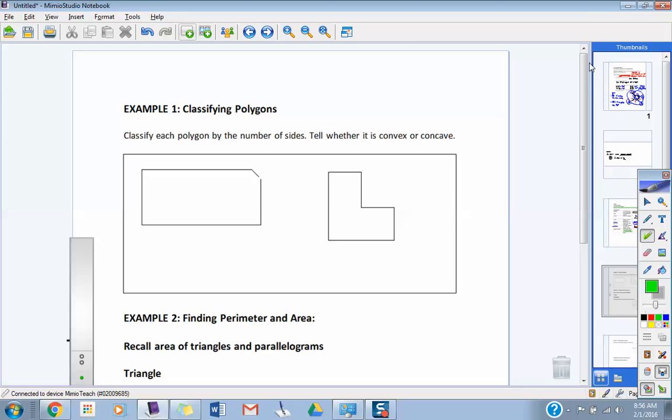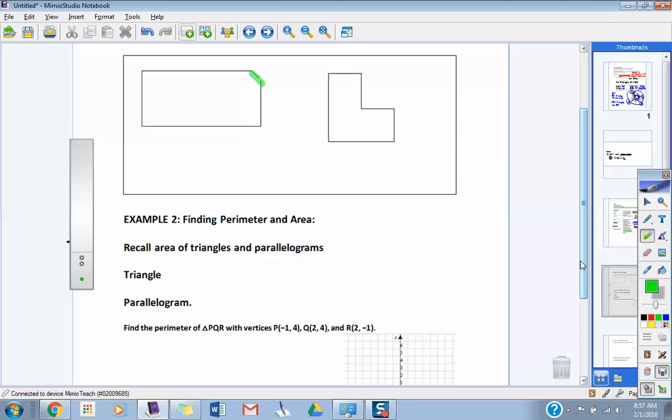Classifying polygons. This is supposed to be closed right here. I don't know why it's not. So draw that in there. Make sure you close that side all the way right there, okay? Yours is? Okay. So the question becomes this. Classify each polygon by the number of sides. Tell whether it's concave or convex. Let's do the first one together.